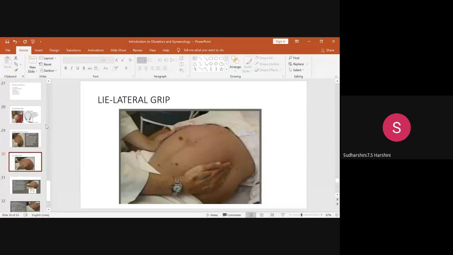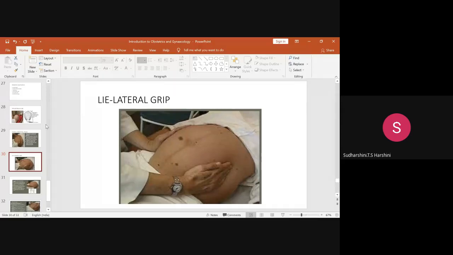Before doing any of these procedures, you will get the consent of the patient. Consent of the patient first, that I'm examining you. Will you permit me? You have to ask her. And you should ask her to empty her bladder, urinary bladder, and then to lie in supine position with her knees flexed. Flexion of knees, not completely flexed, semi-flexed. Flexion of knees will relax abdominal muscles.